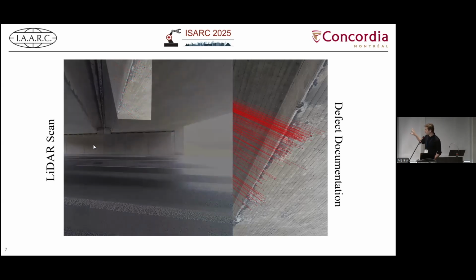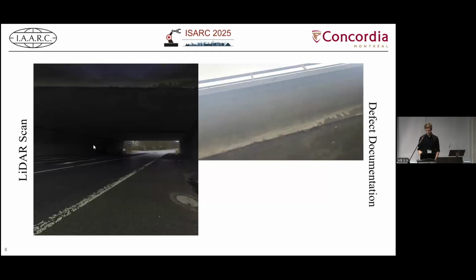And then, of course, we can just use this image, transform it back, and now we have the 3D position and the transformation matrix between the LiDAR scan and the actual defect image.